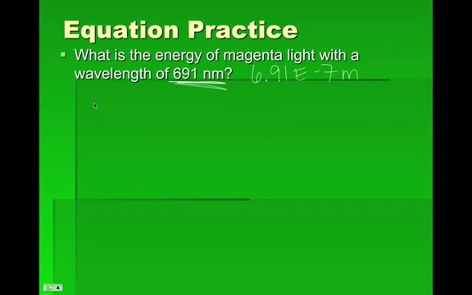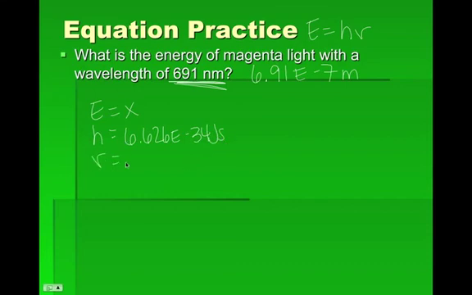So now they want to know what's the energy. So energy is going to be my x. Well, I only have one formula that uses energy, and that's energy equals Planck's constant times frequency. Well, I have wavelength. So I know that H is Planck's constant, 6.626 times 10 to the -34 joule seconds.